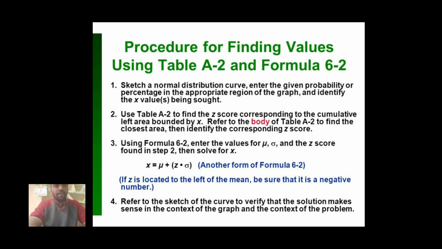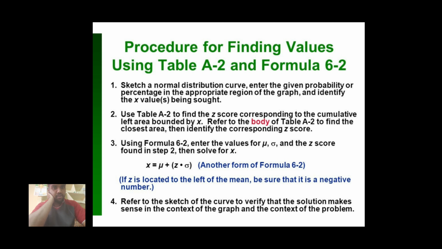Procedure for finding values using Table A-2 and formula 6-2. Sketch a normal distribution curve. Enter the probability or percentage in the appropriate region of the graph and identify the x value being sought. Use Table A-2 to find the z score corresponding to the cumulative left area bounded by x. Refer to the body of the table to find the closest area for the corresponding z score.